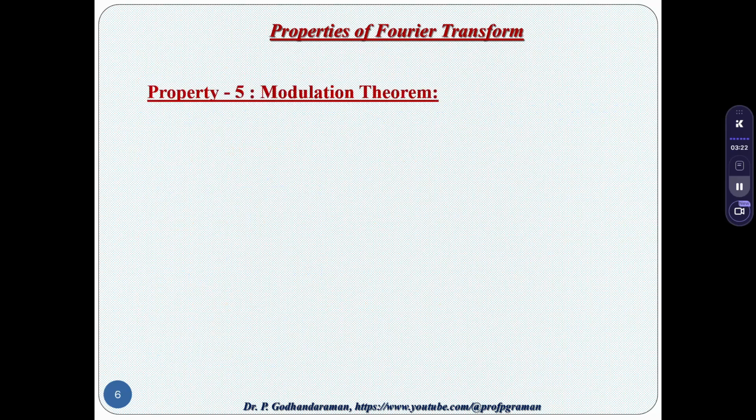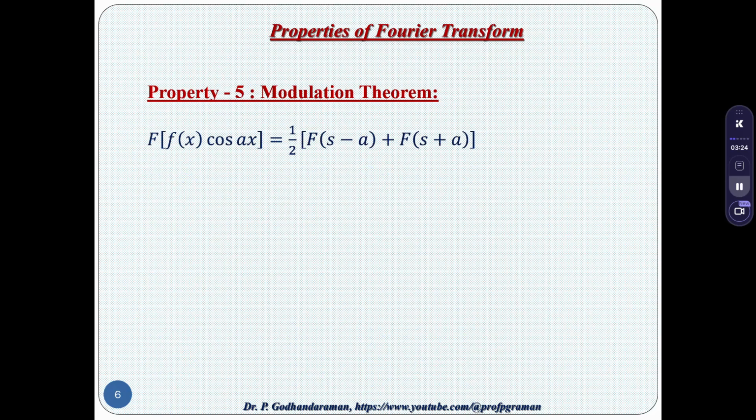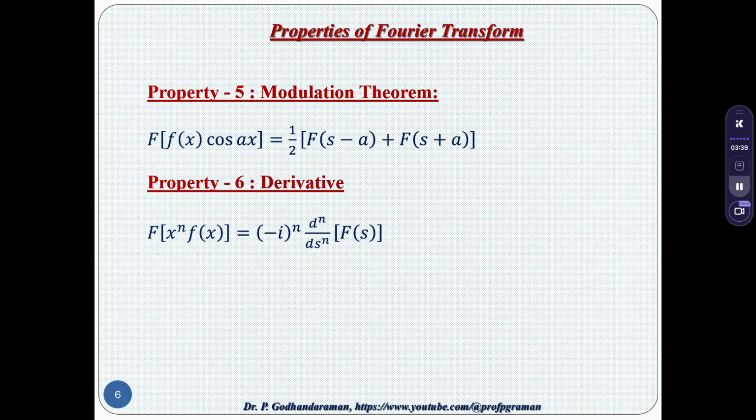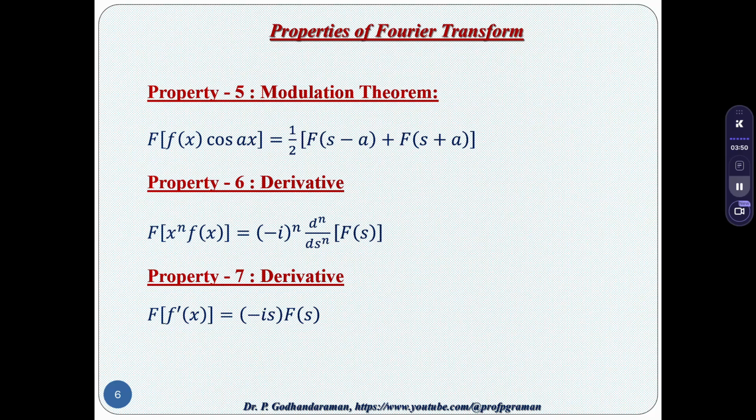Then the next Fourier transform property, the modulation theorem: the Fourier transform of f(x) cos(ax) is equal to 1 by 2 times F(s minus a) plus F(s plus a). And then the next property, derivative: the Fourier transform of x^n f(x) is equal to (minus i)^n d^n by ds^n of F(s). The next derivative property: the Fourier transform of f'(x) is equal to minus is into F(s).